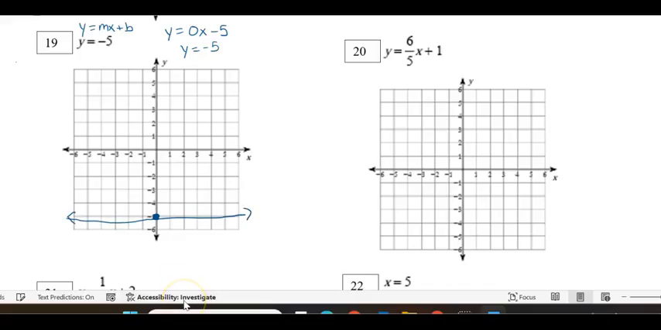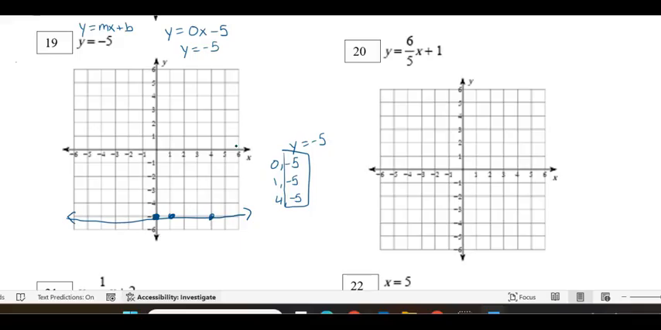I'm going to show you another way to help you remember this. If I look at this point right here, that point is 0, negative 5. This is another point on my graph that is 1, negative 5. Here's another point on my graph that is 4, negative 5. If you notice on my flat horizontal line, all of my y's are negative 5. They're all the same and they're all negative 5. That's why the equation is y equals negative 5.